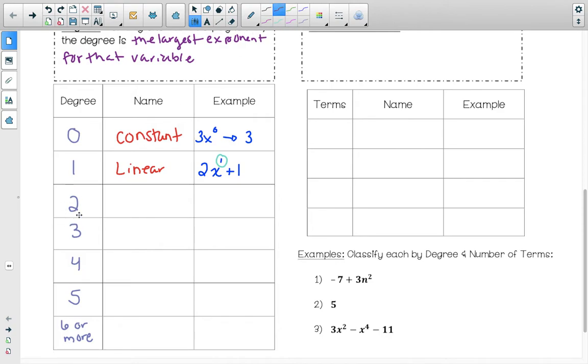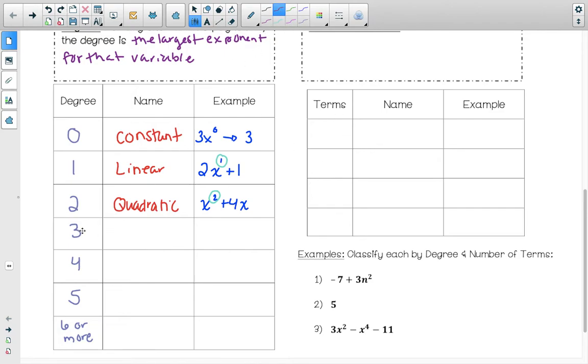If it has a degree of 2, so the highest exponent is 2, it is called a quadratic. An example that you might see for this is x squared plus 4x. And even though there are multiple terms here, we look at the highest degree on this term, which is x squared, and then the degree on this term, which is just a 1. So the highest one is 2, which is why it's called a quadratic. We do not add the exponents together.